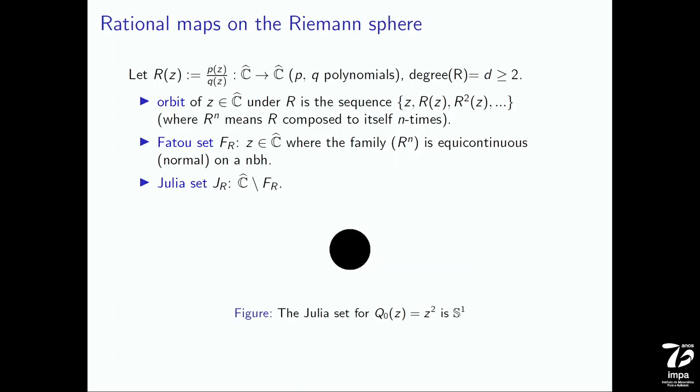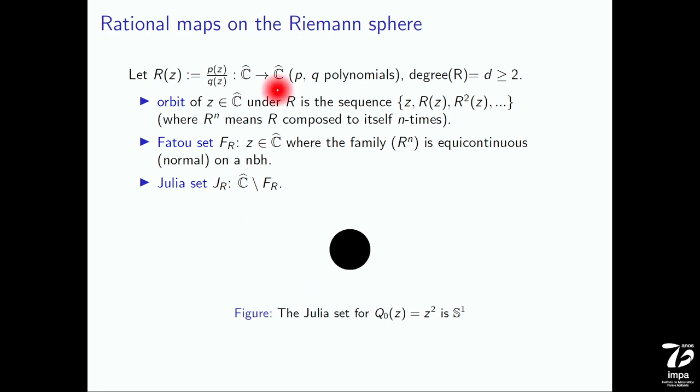Let's start speaking about rational maps on the Riemann sphere. If we have a rational map and we start iterating it on the Riemann sphere, this iteration gives us a partition of the Riemann sphere into two completely invariant subsets. A set where the orbits all go together, all the points under iteration go together. Technically, we say this is the set where the family of iterates is equicontinuous or normal, equivalently on a neighborhood, and its complement. The set of normality is called the Fatou set, and the complement is called the Julia set.